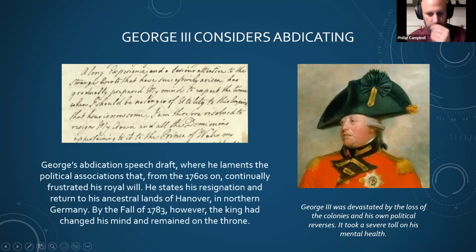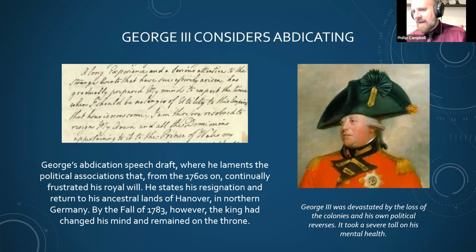He wrote a speech that he was going to give to Parliament, lamenting the political associations that from the 1760s on continuously frustrated his royal will. He writes in this letter that he's going to just give up the kingship, go back to Hanover in northern Germany, where his family came from. That's wild. By the fall of 1783, though, he had changed his mind, and he would remain on the throne into the second decade of the 1800s.